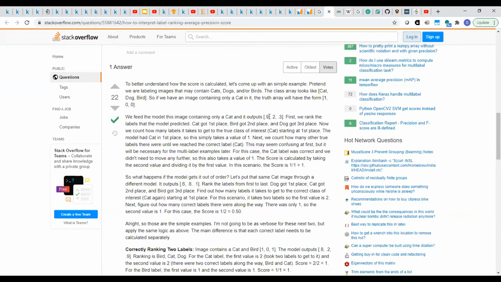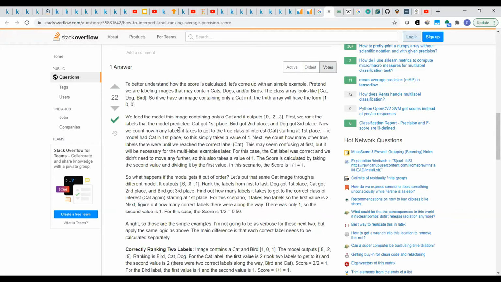The first thing we do in order to implement this metric is rank order the probabilities. That's very important. It's kind of step 0. Now, keep in mind that these probabilities are in the order of cat, dog, bird. So cat got first place, dog is second, bird is third. But when we rank order them, bird actually gets second place because its probability is higher. So cat, then bird, then dog.